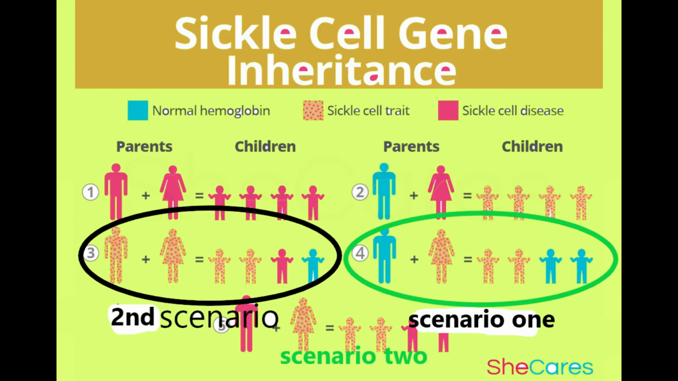In this final scenario, we're going to consider something slightly different, where each parent has a different variant of the hemoglobin gene. So adult hemoglobin A, of course, is the most.